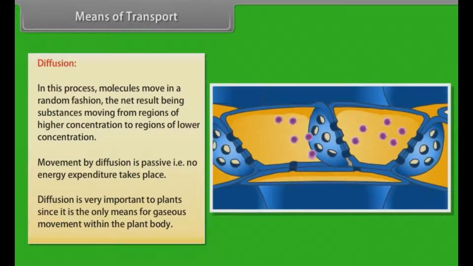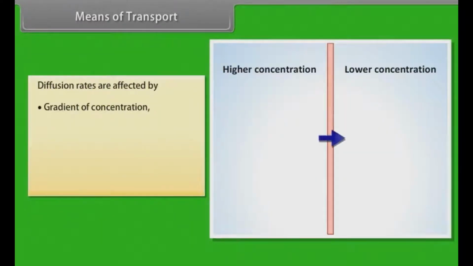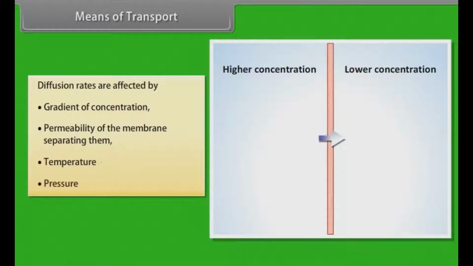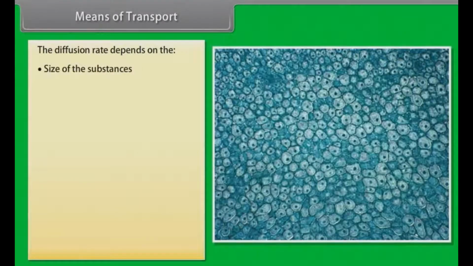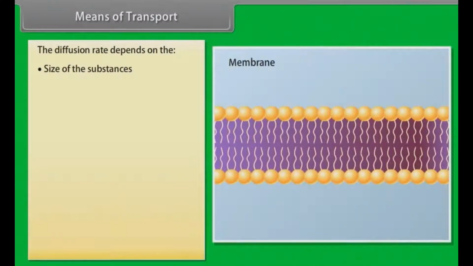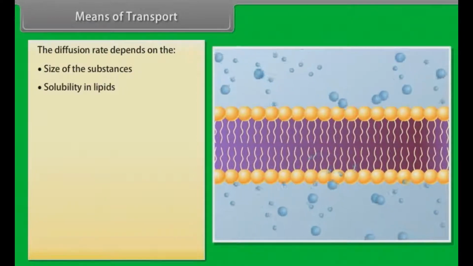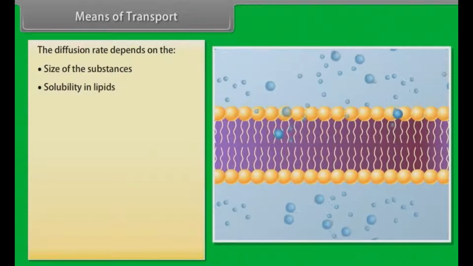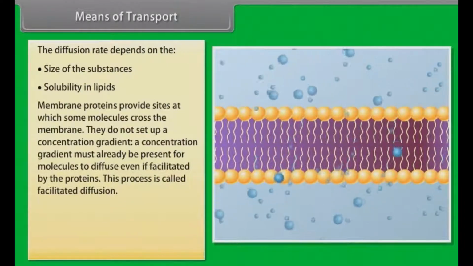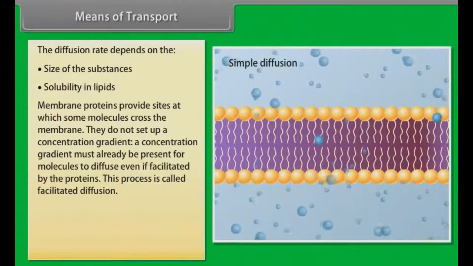Diffusion is very important to plants since it is the only means for gaseous movement within the plant body. Diffusion rates are affected by the gradient of concentration, the permeability of the membrane separating them, temperature, and pressure. The diffusion rate depends on the size of the substances. Obviously, smaller substances diffuse faster. The diffusion of any substance across a membrane also depends on its solubility in lipids, the major constituent of the membrane. Membrane proteins provide sites at which some molecules cross the membrane.